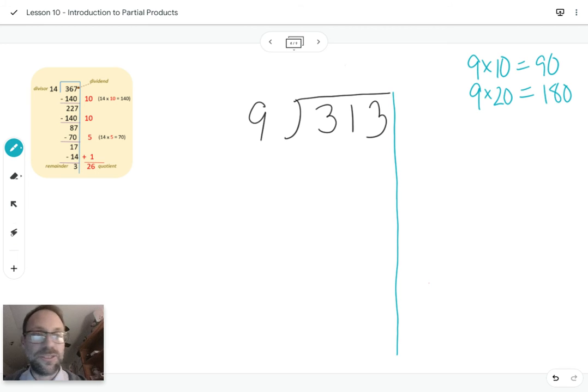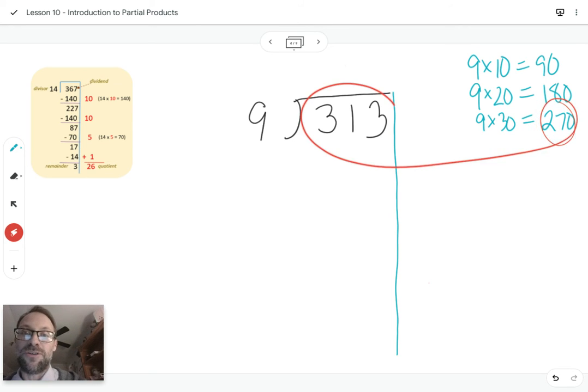Let's do another one. Let's do 9 times 30. Well, 9 times 3 is 27, plus 1, 0 is 270. I told you these extended math facts were going to come in handy. Now, is 270 close to 313?